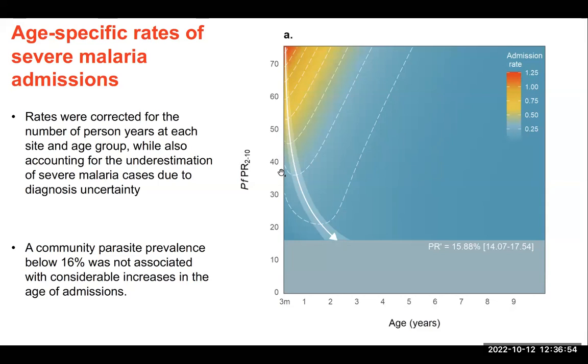However, as parasite prevalence declined, there was a shift in the peak age of admission towards older children. So for example, if we look at a parasite prevalence of 20%, the peak age is about 2.5 years. But you should also know that in these low transmission sites, the overall rate of admission was also incredibly low.